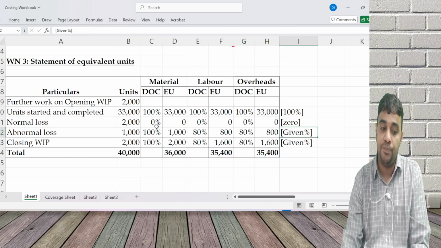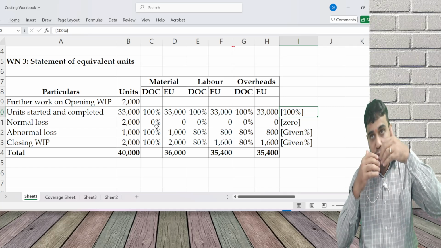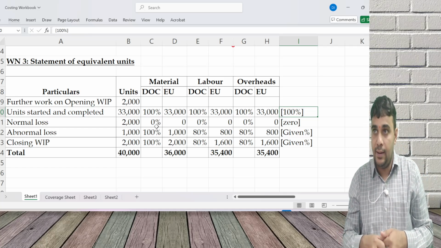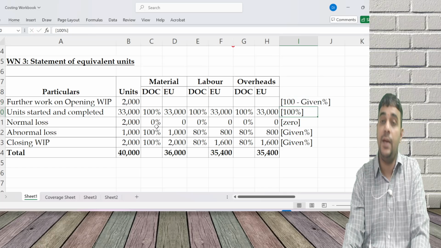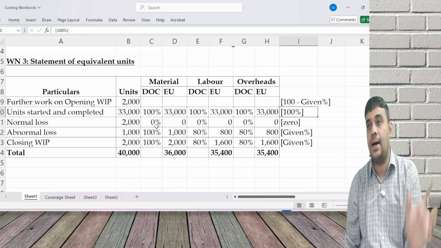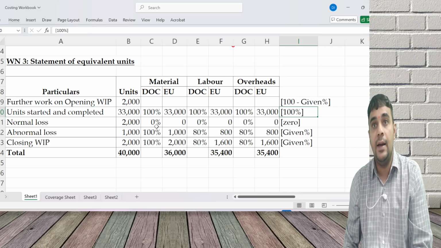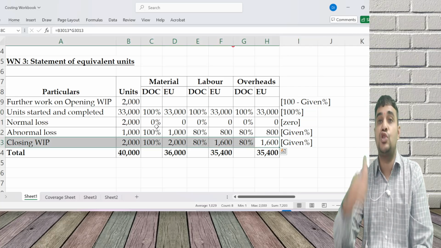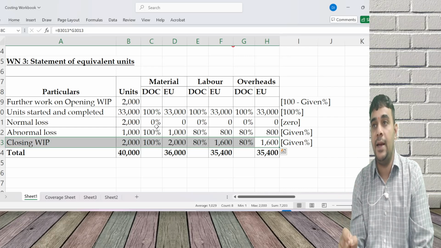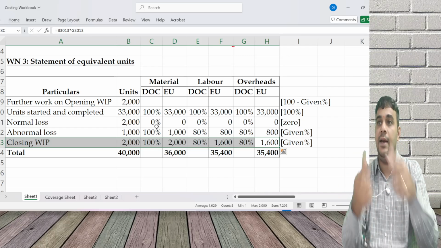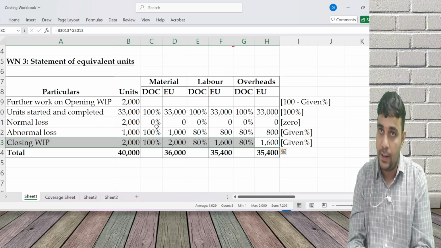So this is also given: further work on opening WIP. Further work is whatever I do in the current year. So the rule here is 100 minus the given percentage. Why minus given? Given is what you completed in the last year. 100 minus given is what you complete in the current year. For example, if this goes to the next year, you'll do 100 minus 100, 100 minus 80, 100 minus 80. Because with 100% work done here, next year is 0%. With 80% work done here, next year is 20%.